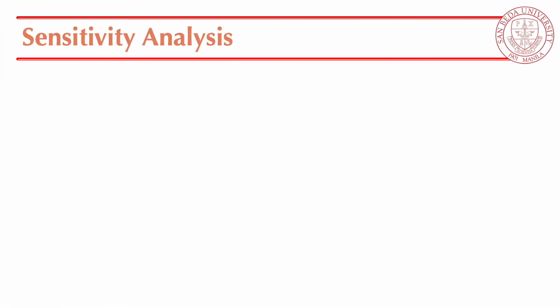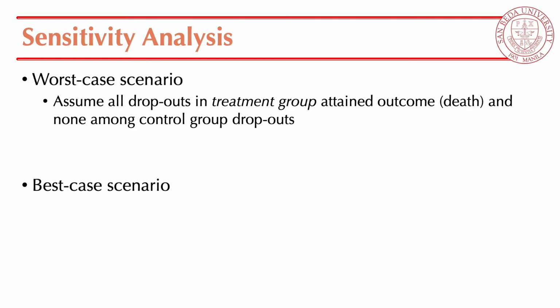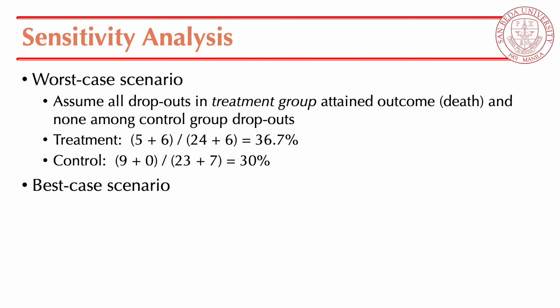Using the number of dropouts in each arm, we compute for the worst case and the best case scenarios. With the worst case scenario, we assume all dropouts in the treatment group and none in the control group attain the outcome of interest. In our case, the outcome is death. Taking this into consideration, the death rate in the treatment group now becomes 36.7%, while that in the control group becomes 30%. We set these figures aside first, as we will compare them with the best case scenario figures later.